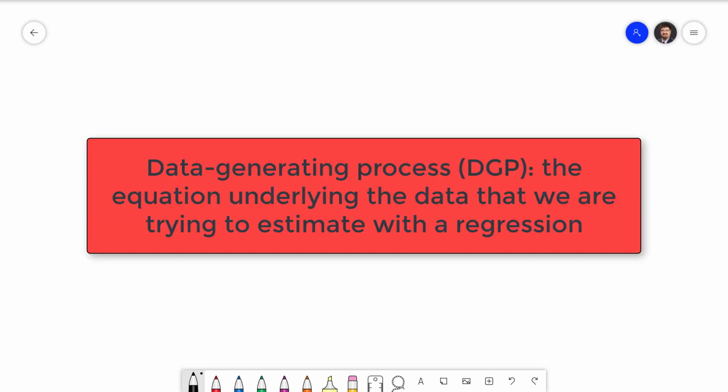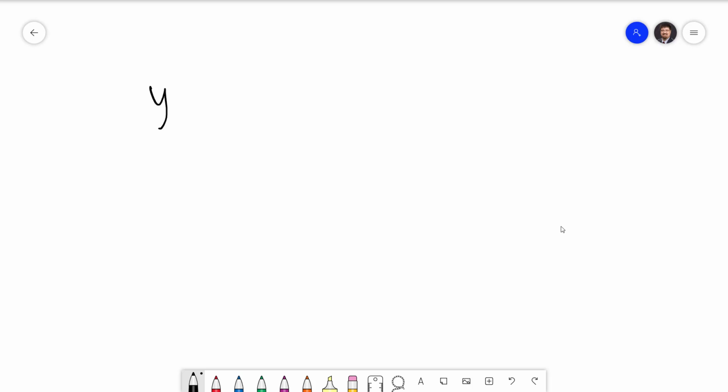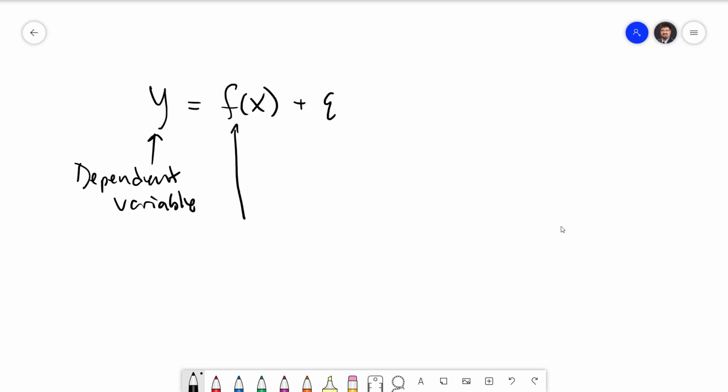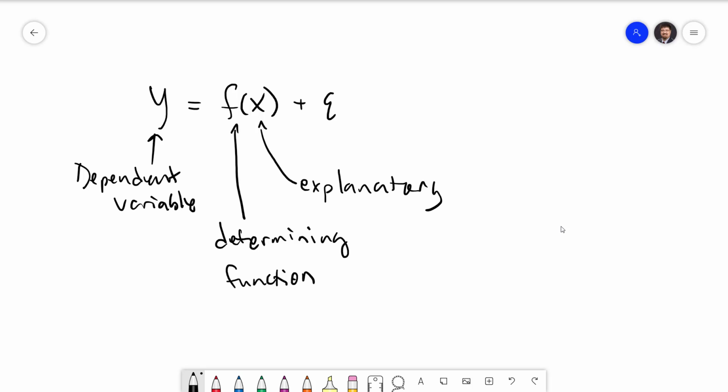Our goal with a regression is to estimate what we call a DGP, or data generating process. The DGP is an equation that describes the relationship between variables. Generically, we're going to write a DGP as y equals f of x plus epsilon. Let's break this down. Y is what we call the dependent variable. F of x is the determining function. The determining function tells us the relationship between our x, which we call the explanatory variables, and our y, which is the dependent variable.